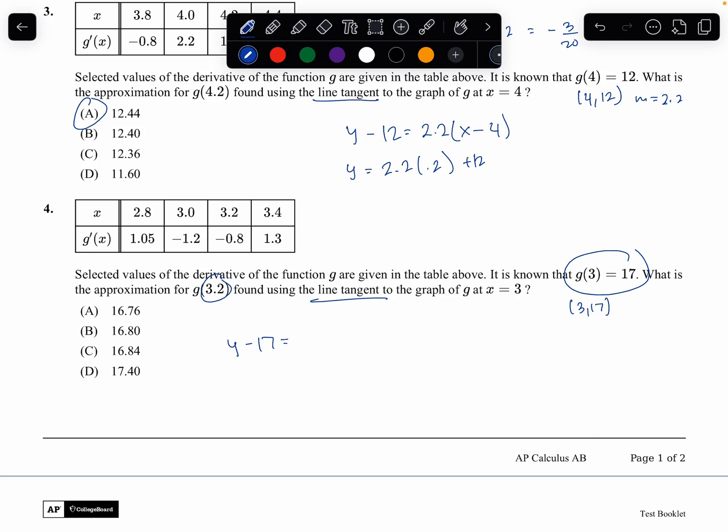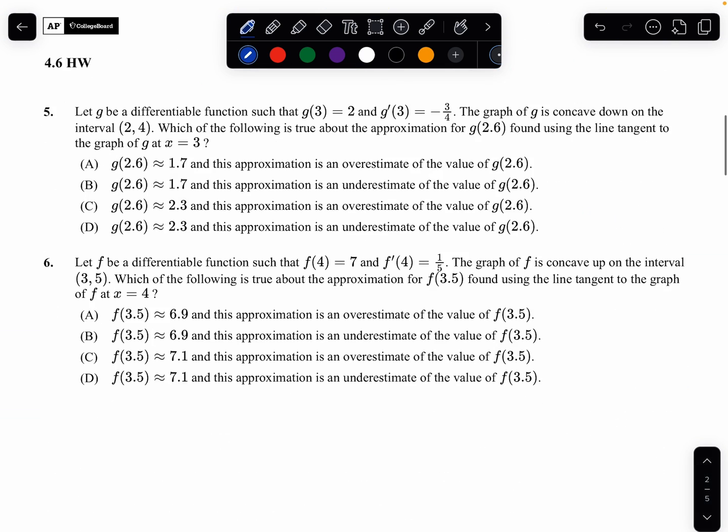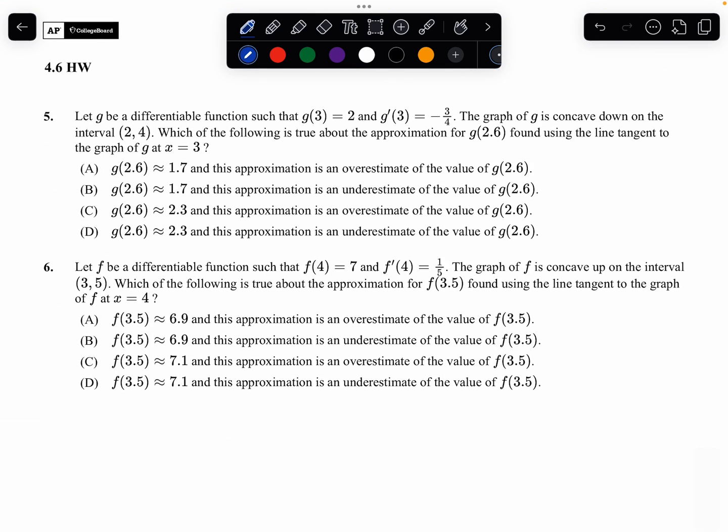Slope at 3 is negative 1.2, and then x minus 3. And we're plugging in 3.2 for our approximation. So I got negative 1.2 times 3.2 minus 3, which is 0.2 again. And then we're going to add 17, and I've got 16.76. Okay.